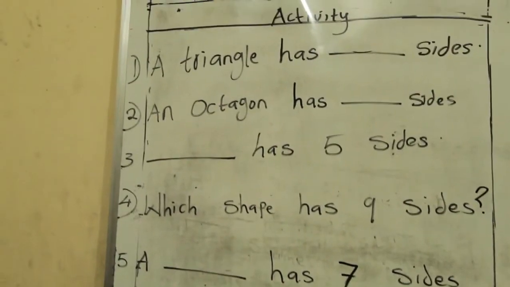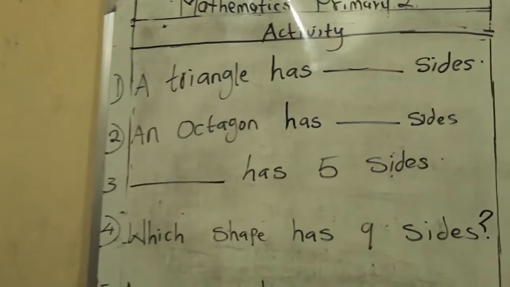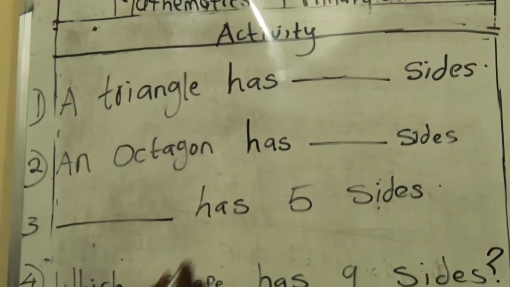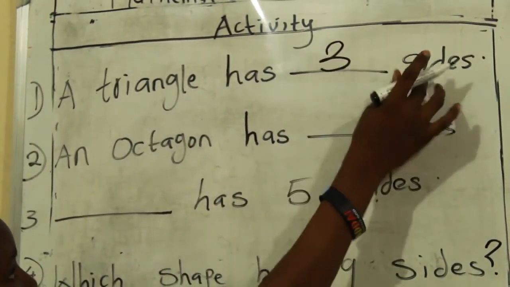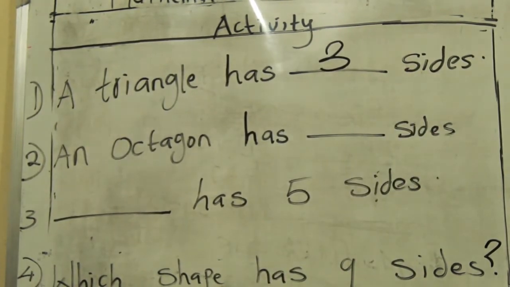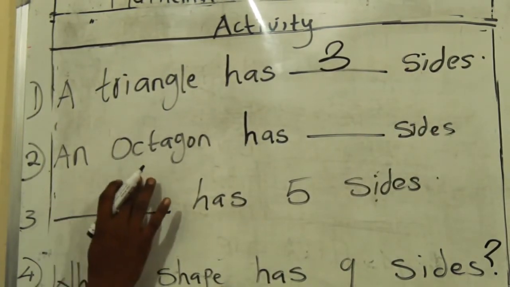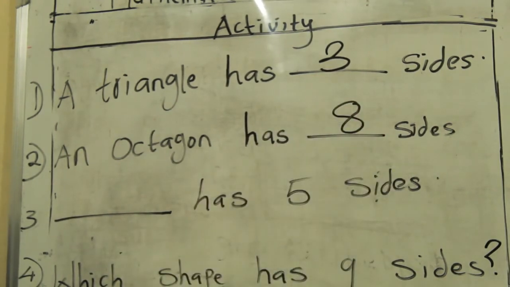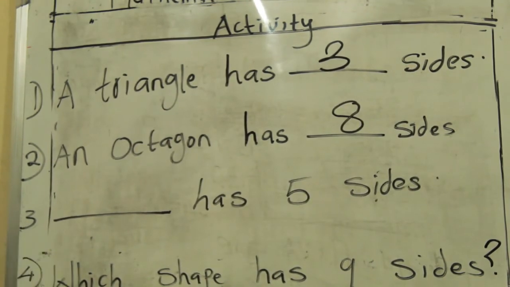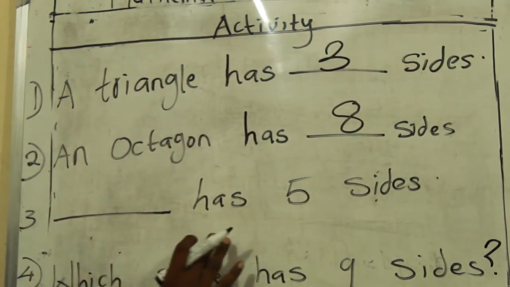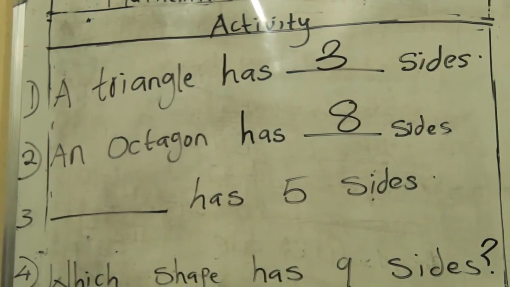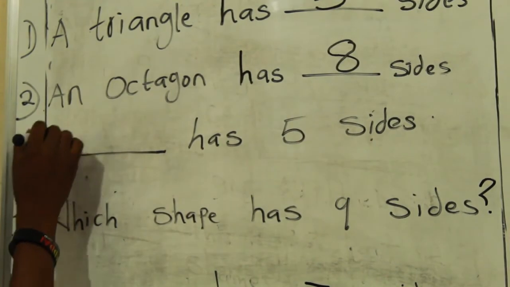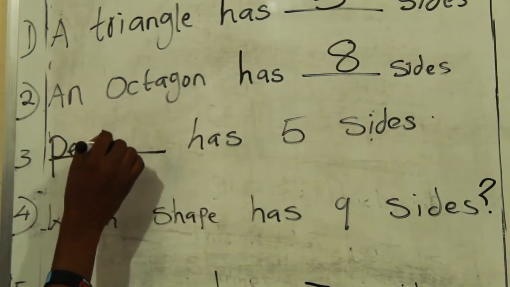Now let's try to find out the correct answers to these questions. Number 1. A triangle has 3 sides. Number 2. An octagon has 8 sides. Number 3. That shape has 5 sides. What's the name of the shape that has 5 sides? It's called pentagon.